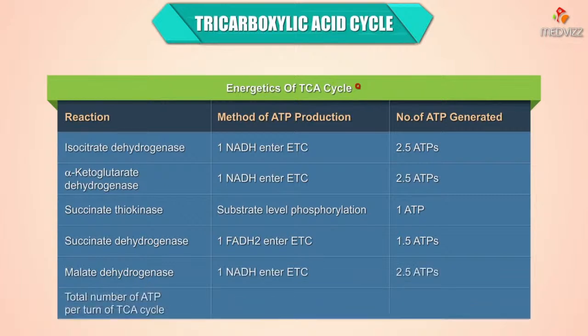Total number of ATP per turn of TCA cycle. There's no method of ATP production listed. The number of ATPs generated is 10 ATPs.